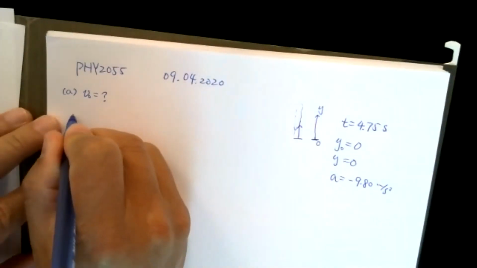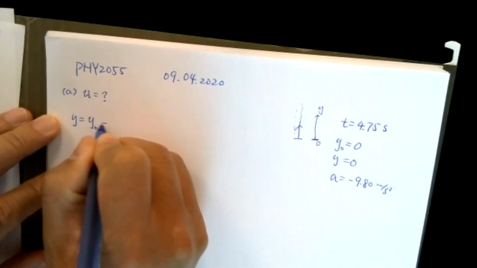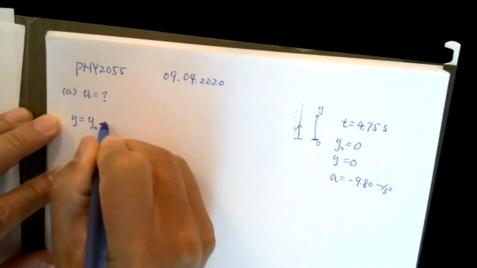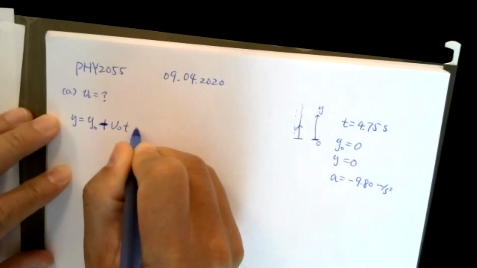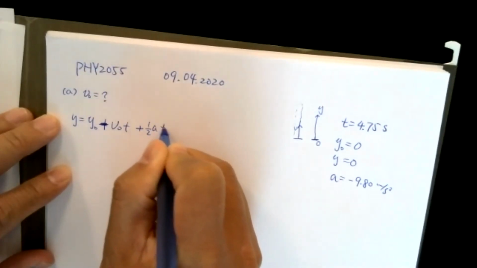Again, you'll be writing y instead of x. So y equals y naught plus v naught t plus 1/2 a t squared. Okay, you can do it that way.